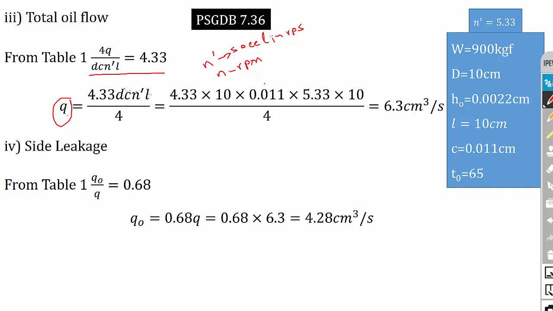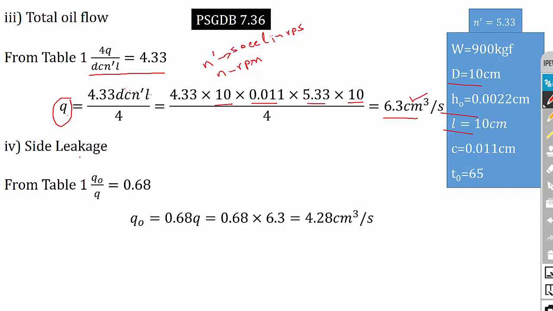So all the data are given. You can refer the given data. So you can substitute it. D is 10 centimeter. C dash is 0.011. N dash is 5.33. We have calculated earlier. L is 10. So if you substitute all the values, you will get Q value in centimeter cube per second, because I have substituted the value in centimeter and second.